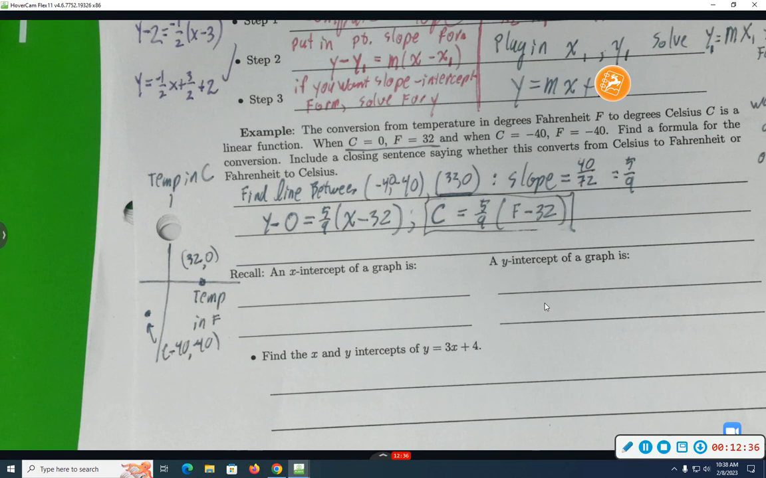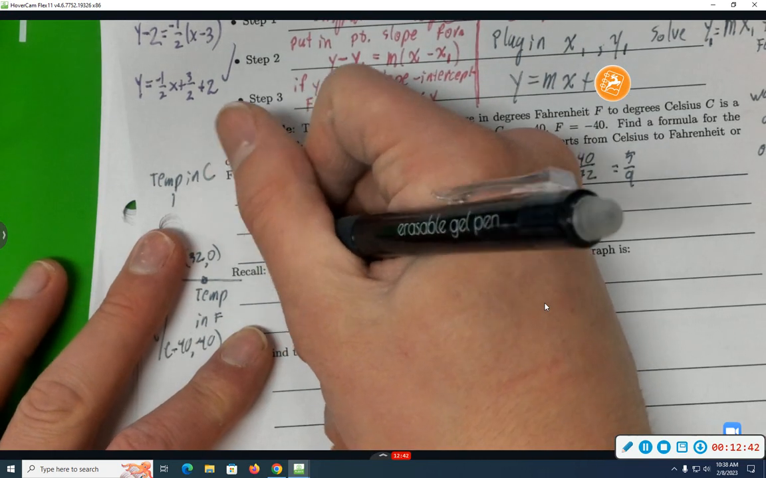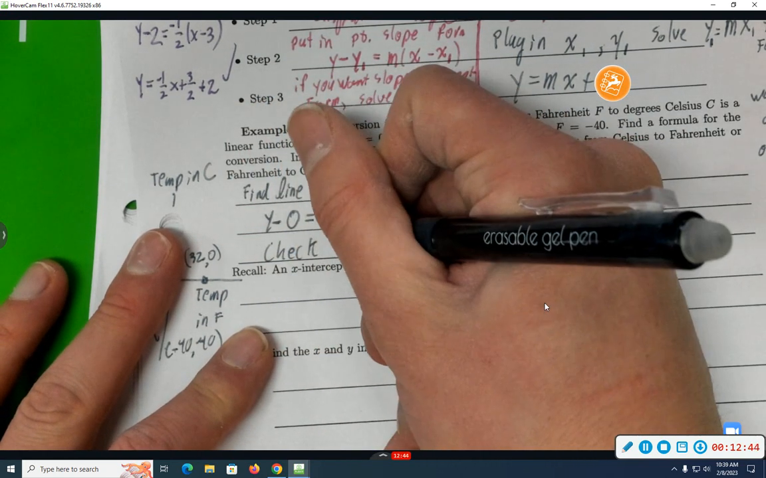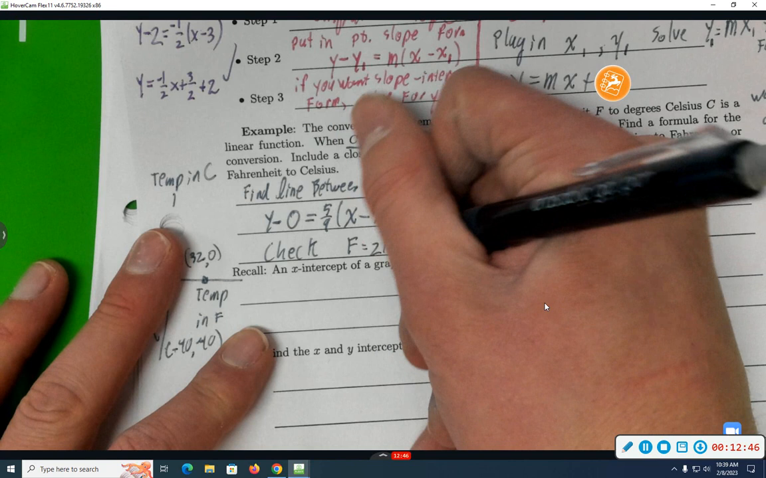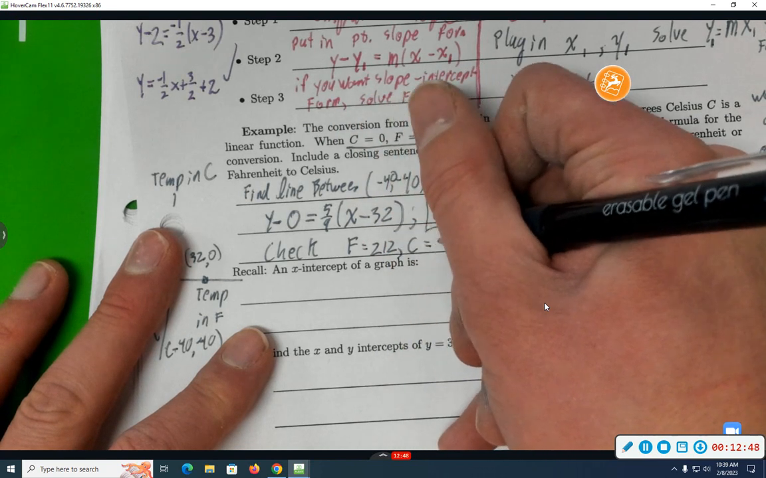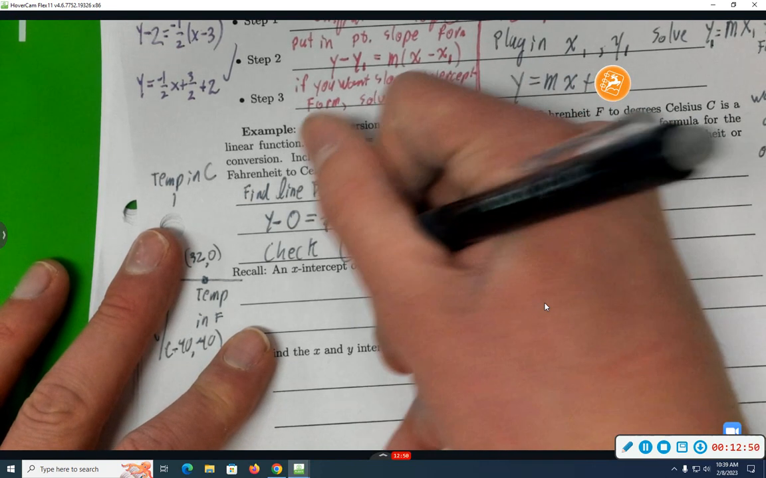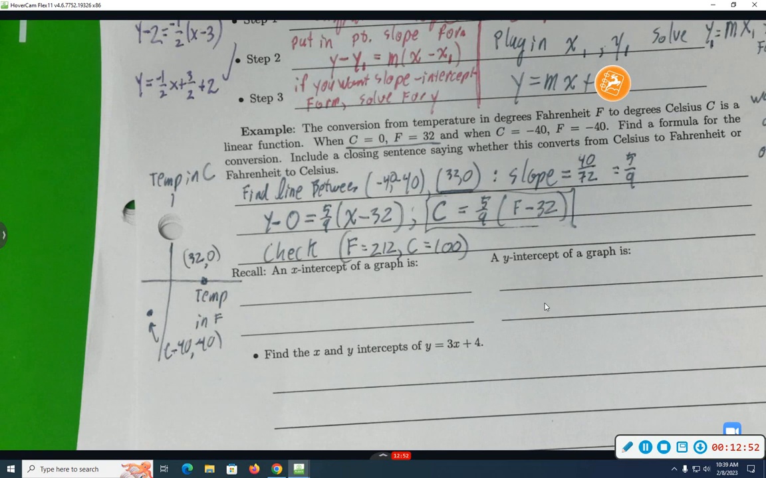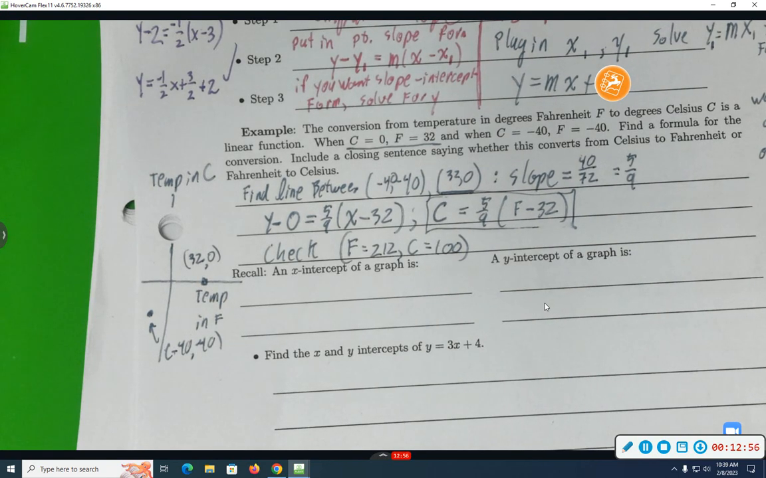212, 100. When Fahrenheit is 212, Celsius is 100. So let's do a quick thing to check. When F is 212, Celsius should be 100. And all those numbers seem big enough that I think generally I would resort to a machine aid to do the computation.